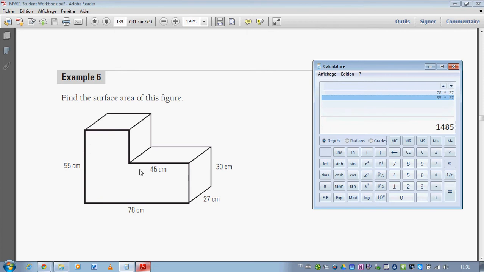And now the next step is to figure out the width of this part right here. You are provided with this as being 78 centimeters, and this part from here to here as being 45 centimeters. So if from this point to this point is 45 centimeters, and the entire length is 78 centimeters, then you would just go 78 centimeters minus 45 centimeters to get the length of this right here, which would just be 23 centimeters.